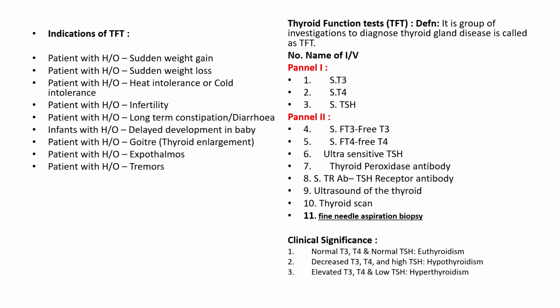Clinically, if T3, T4 and TSH are normal, it is called euthyroidism. If T3 and T4 are decreased and TSH is high, it is called hypothyroidism. And if T3 and T4 are increased with low TSH, it is seen in hyperthyroidism.